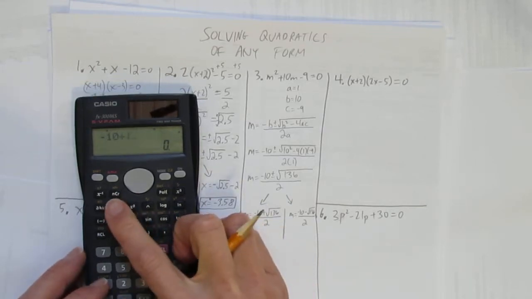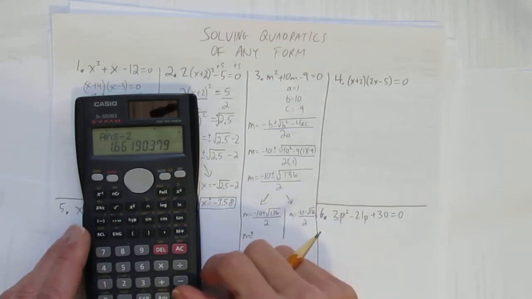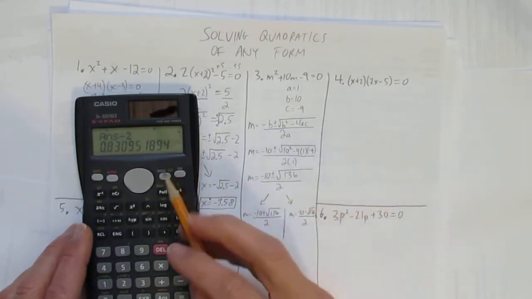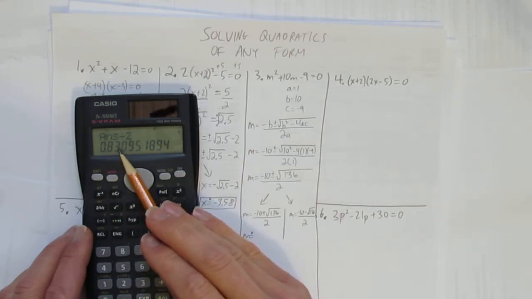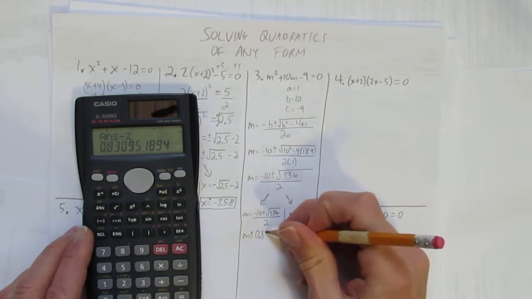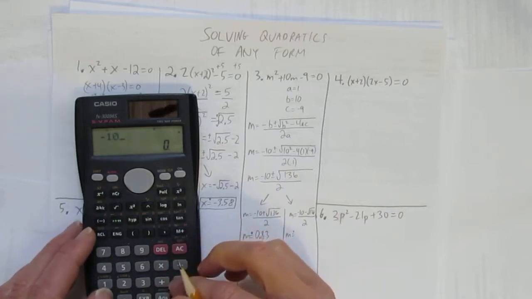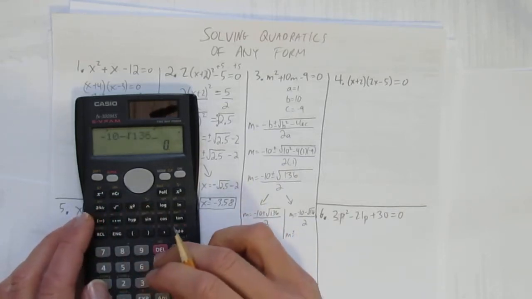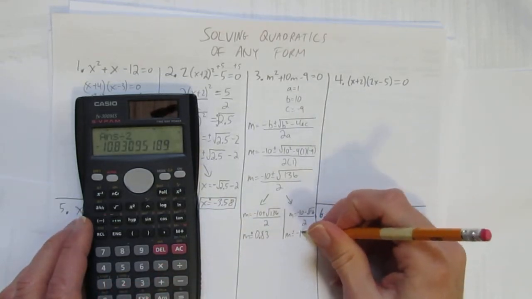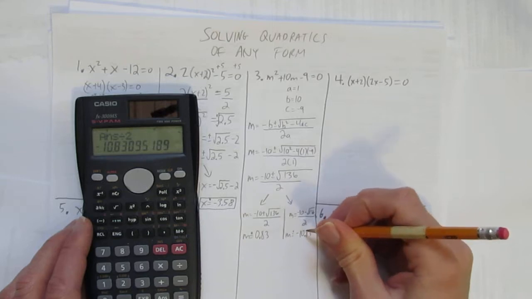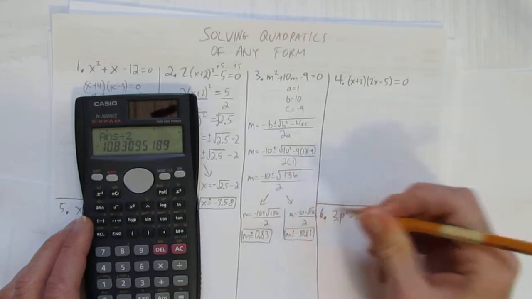Negative 10 plus the square root of 136 equals, I always would hit equals there, so your calculator divides everything by 2. Let's round to 2 decimal places, so you get 0.83. The 0 means round down or stay at 0.83. I'm going to have to round here too. Negative 10 minus the square root of 136 equals, and then divide by 2, and you get negative 10.83. The 0 means round down again. Got my two answers. I did quadratic formula there.